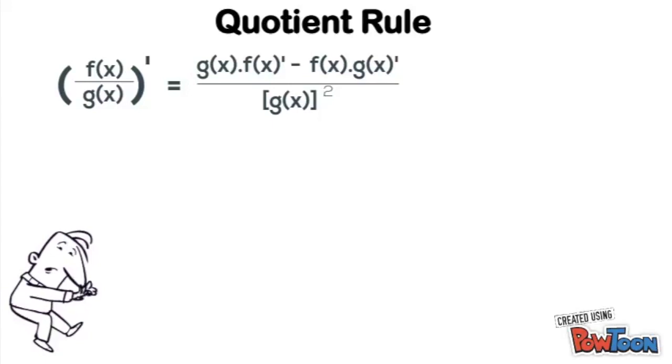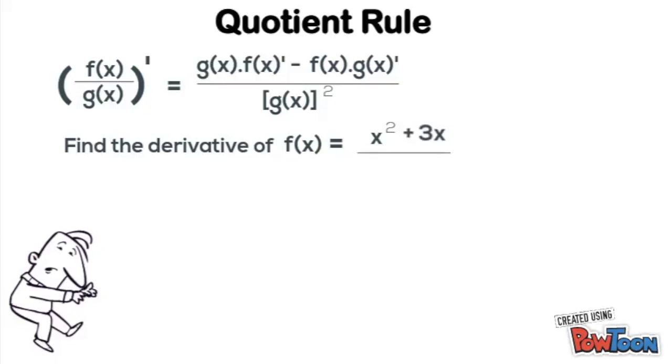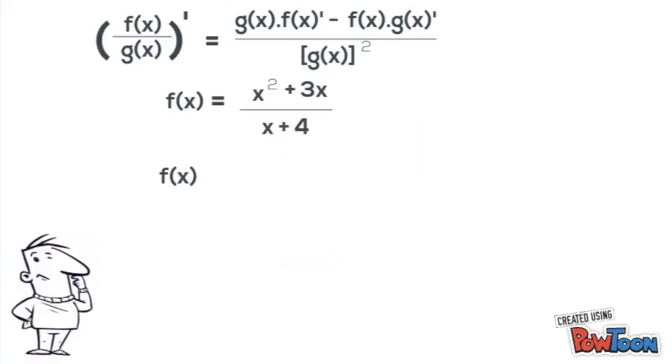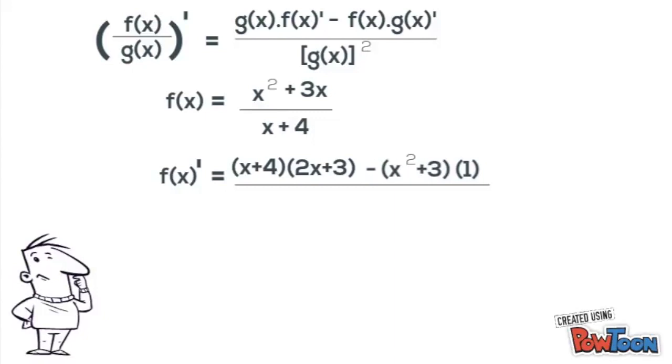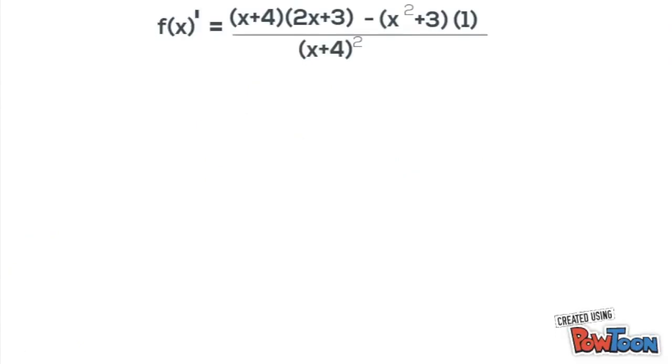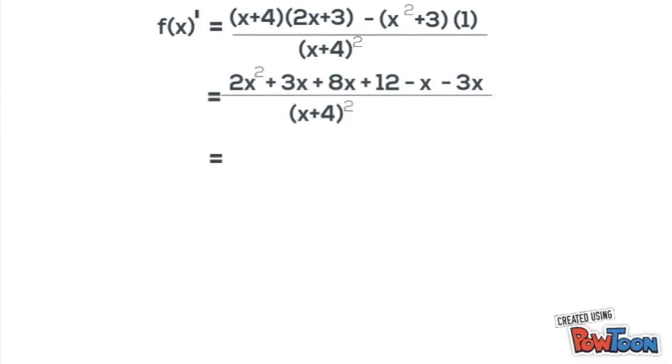For example, we are to find the derivative of x squared plus 3x divided by x plus 4. Using the quotient rule formula, the derivative of f(x) is x plus 4 times 2x plus 3 minus x squared plus 3x, divided by x plus 4 squared. The remaining part is just simplifying, which will give us x squared plus 8x plus 12 divided by x plus 4 squared.